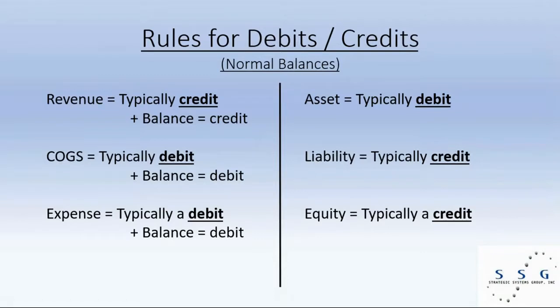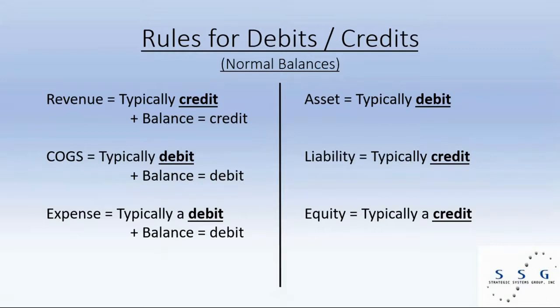Okay, so these are the rules for debit and credit. If you're talking about a revenue account, typically it's a credit. So when you book an invoice, for example, it's going to be an increase to revenue. It'll be a credit to the revenue account. Cost of sales is typically a debit, but cost of sales is an expense, right? So cost of sales is typically a debit, and a positive balance would be a debit. And then an expense is also typically a debit, a positive balance. So a debit would actually increase the balance of a debit. So far, so good.